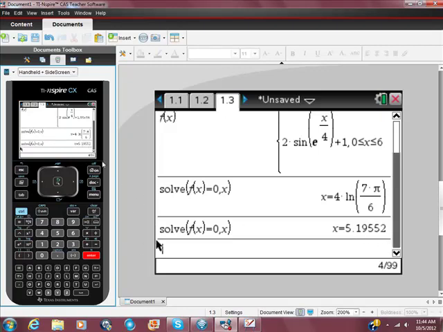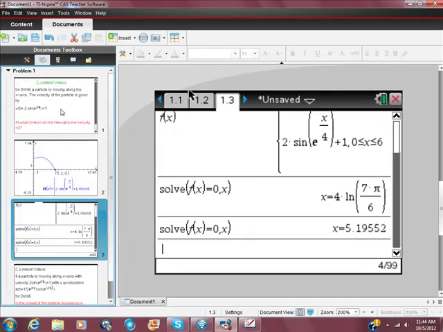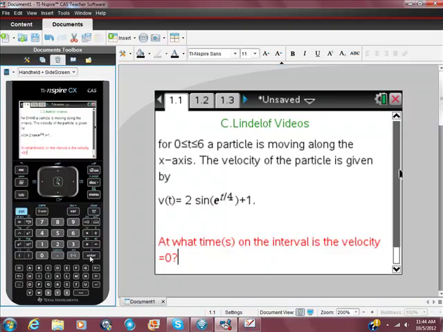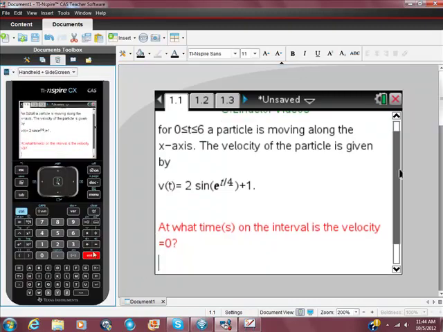So go back to here, we had 5.19552. So go back to this. Here was our question. And we can write in that answer right here, right? We can write in the answer right here. And it was 5 point what? 19552, is that right? Which is better than what they did on the graph, which was rounded to 5.2, isn't it?